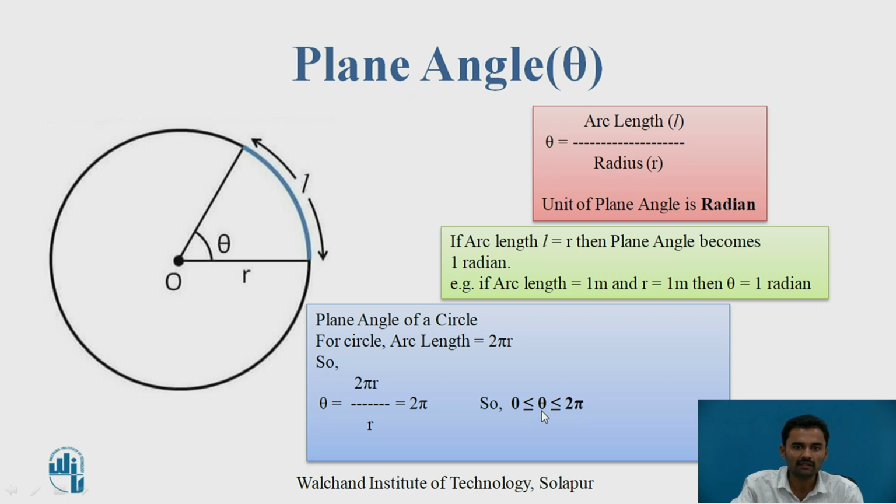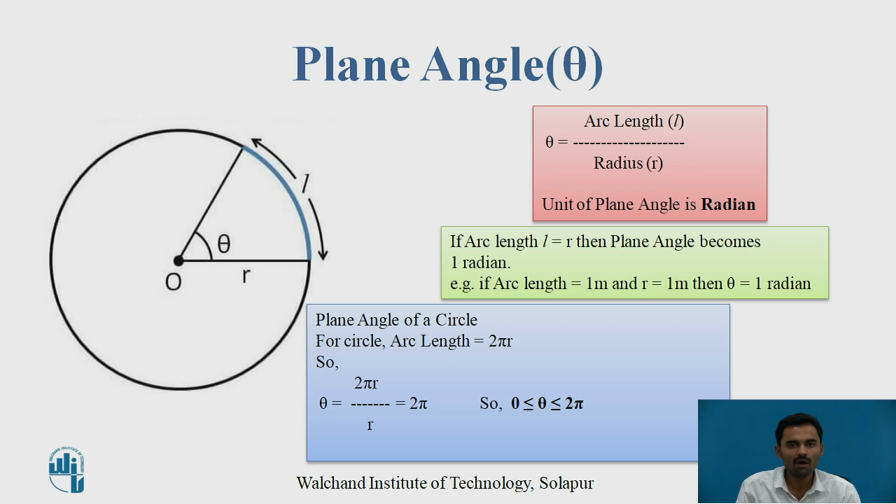So our theta, the plane angle, will have limits between 0 and 2 pi. It will vary between 0 and 2 pi. This is all about plane angle. For the entire circle, that is for 2 pi, the plane angle takes the shape of a circle, the full value. So plane angle theta is always measured in radian. This plane angle is also called a two-dimensional angle, because we are always measuring this angle only in a particular plane.